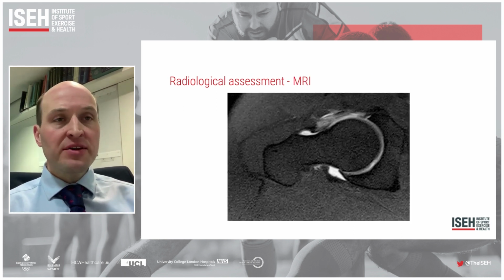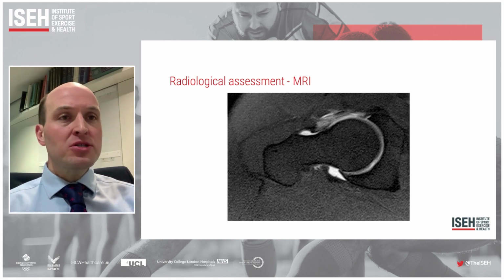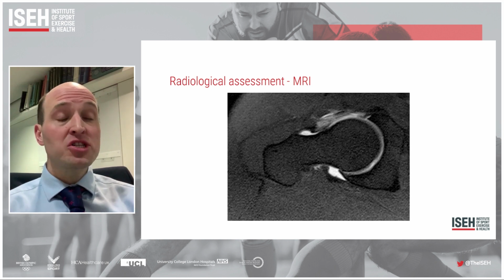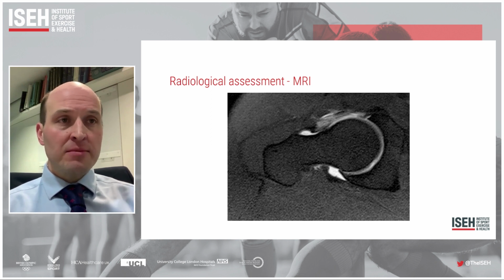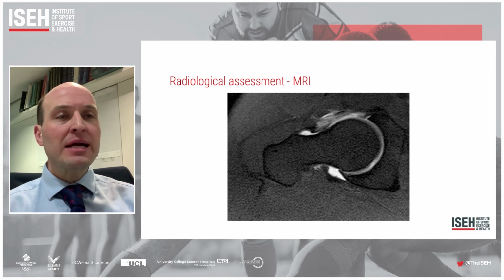MRI is an important part of the assessment and is often the investigation which patients will have as their first investigation, given their young age. It's very important to exclude other rarer diagnoses such as avascular necrosis, stress fracture, or indeed rare things like a tumor. It will sometimes give us some information about the labrum, but that's not the main reason I want to do the MRI scan. It's really to exclude other causes of the condition. The presence or absence of a labral tear will rarely affect the decision making as to how to manage the patient.